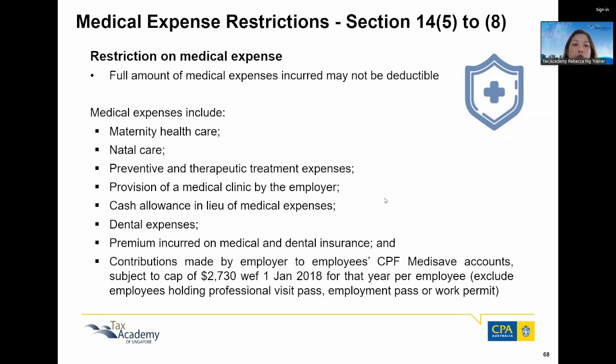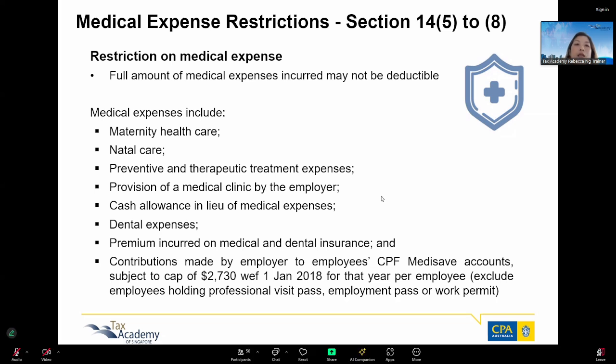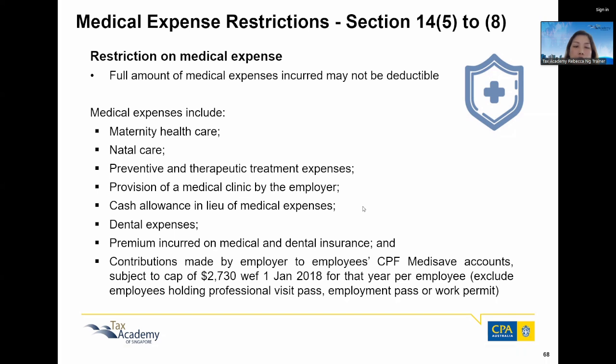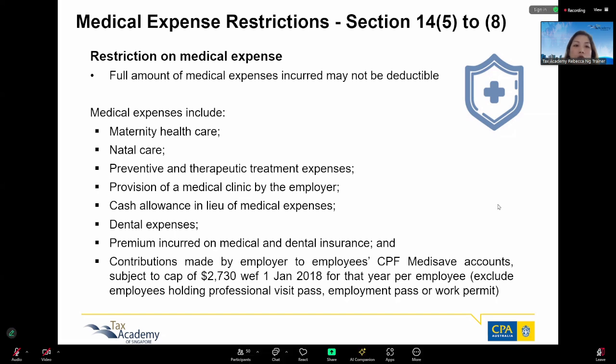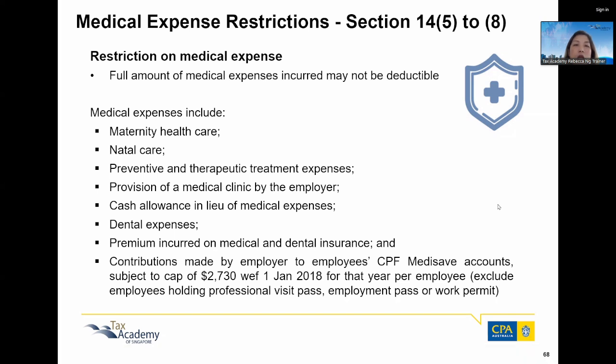So let's move to the medical expenses restriction. Okay, so for medical expenses, generally it is deductible, but only deductible to a certain amount. And we need to know how much is deductible and how much is not deductible. And the amount that is not allowable for deduction will be added back to increase the chargeable income.